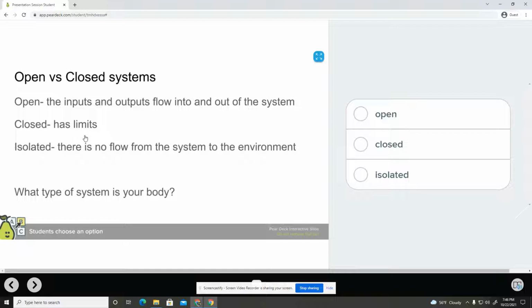So, what type of system is your body? Well, that would be open because you have matter coming in, which is energy. You also have stimuli coming in, and then you have movement, information, sound coming out, as well as waste products in urine.